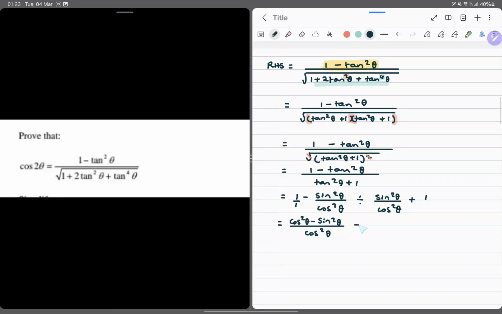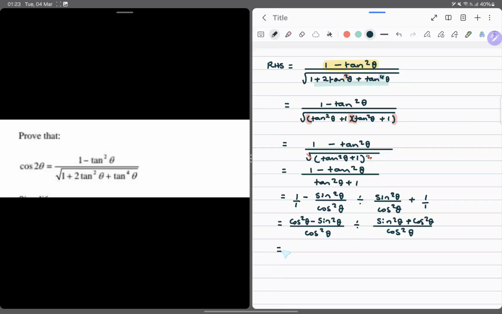Okay, so this is divided by, we want to get to this one. Again, this is as good as over 1. Cos squared theta is our common denominator. Now cos squared theta divided by cos squared theta, that's 1. 1 times the numerator is sine squared theta plus cos squared theta divided by 1, that's cos squared theta, times 1, it's cos squared theta.